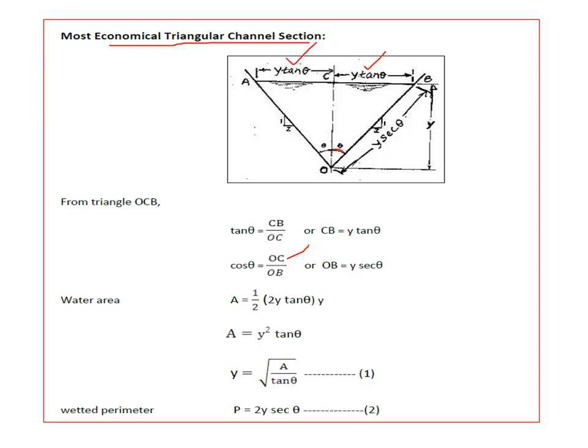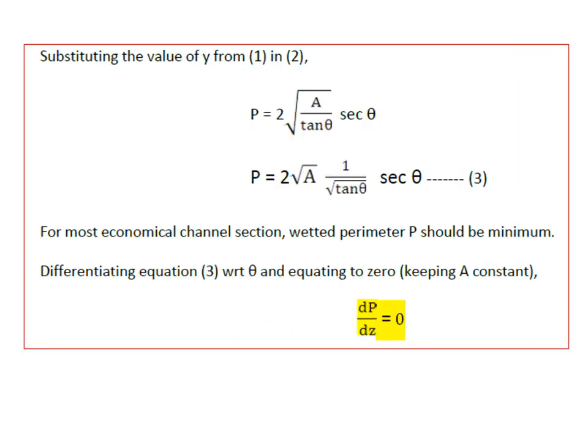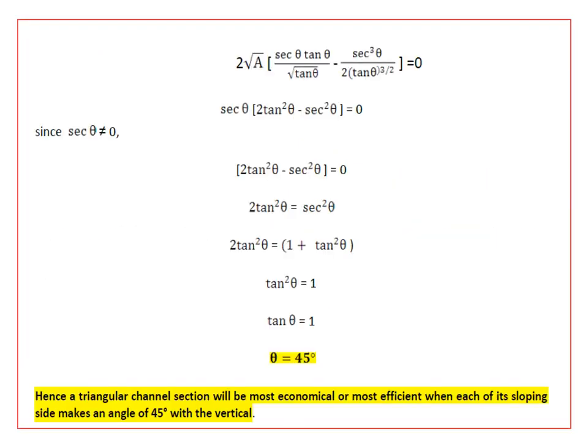What is the perimeter? It is this sloping side plus the other sloping side. It will be 2y secant theta. Now you can substitute this y here. So substituting, you get 2 into root of A by tan theta, secant theta. So 2 root A here, written as 1 by root tan theta into secant theta. Now the variable A is a constant, so theta is the only variable. So you can differentiate P with respect to theta and put it equal to 0. So when you differentiate with respect to theta, you get this equation.